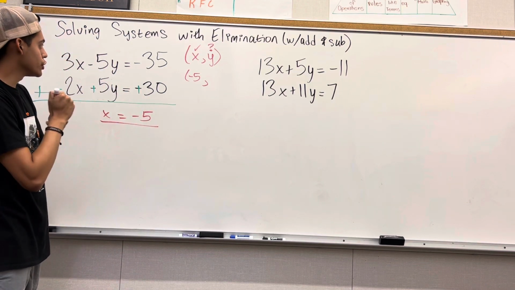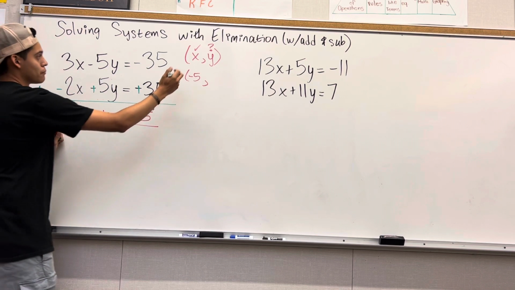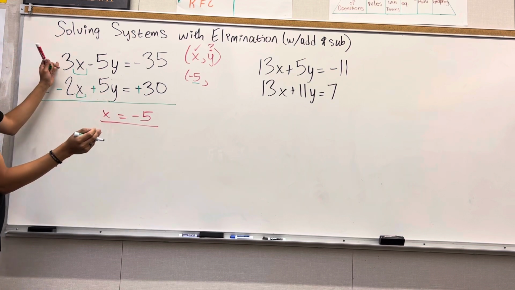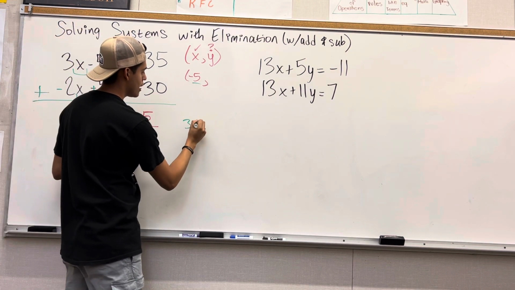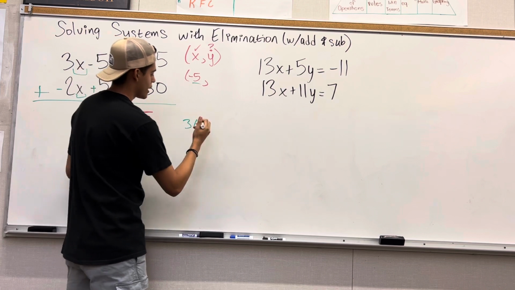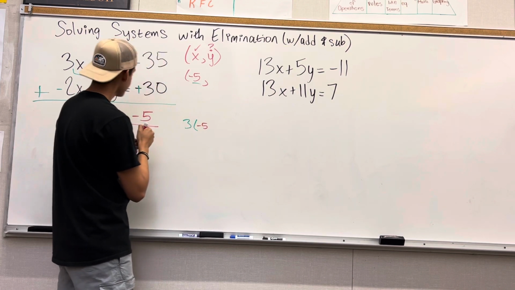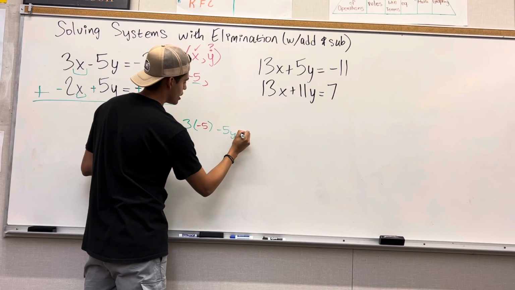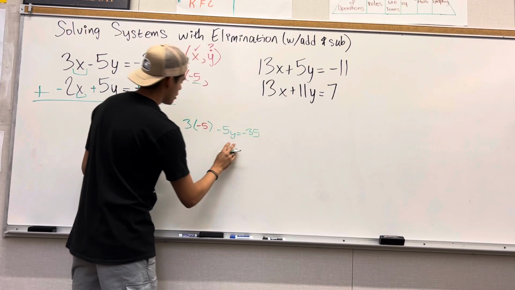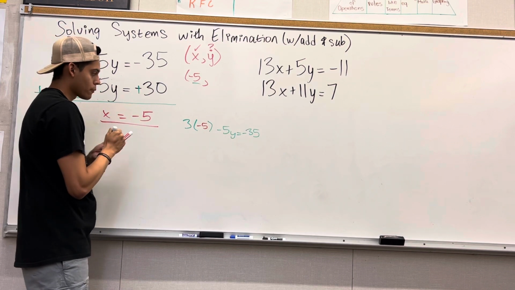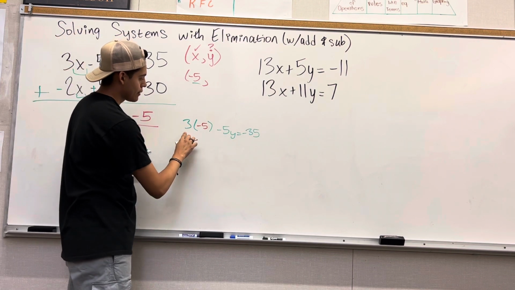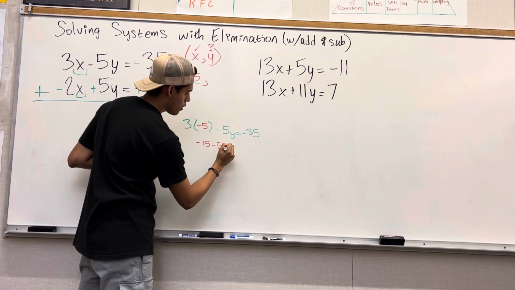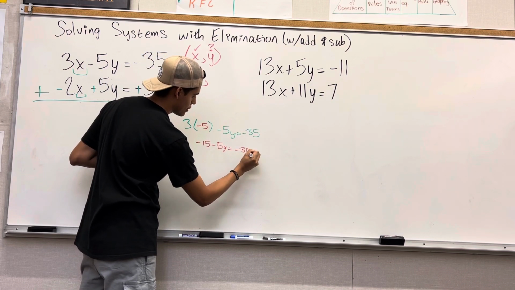Now what we can do to find our y, you can plug this x in right here or here, however you guys want. I'm going to plug it into the first one. 3 times -5 minus 5y equals -35, because we're trying to solve for y. All right. And then 3 times -5 would give you -15 minus 5y equals -35.